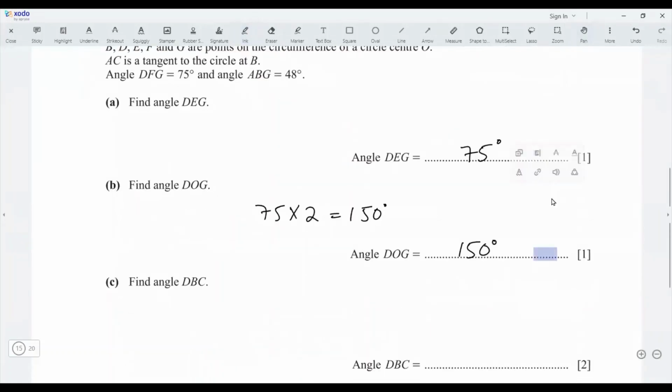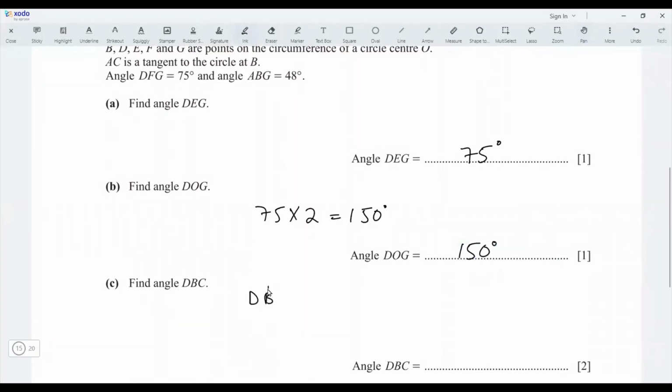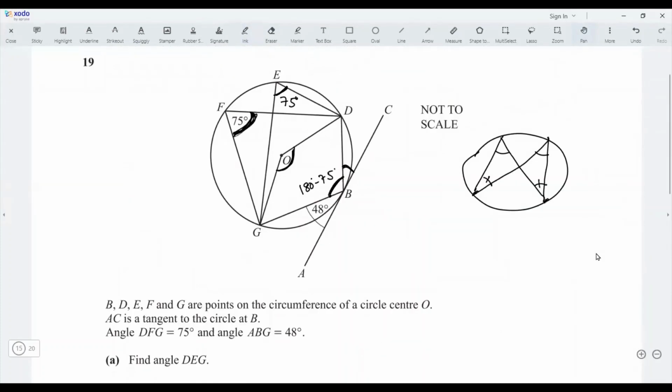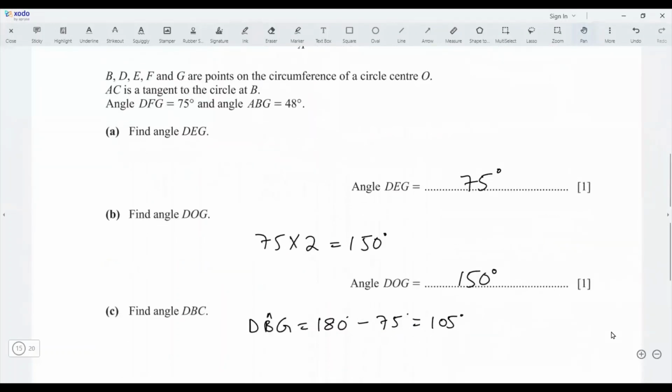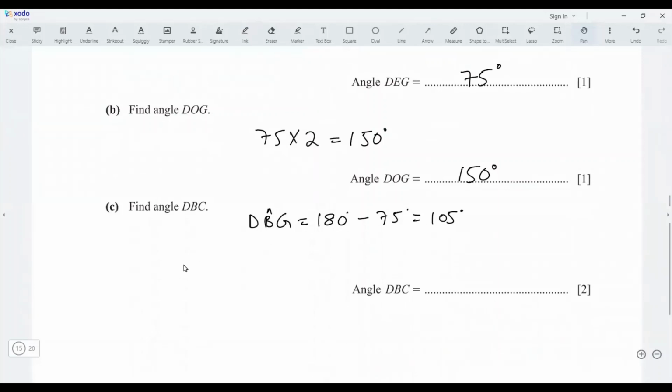So what's the answer of it? Angle DBG must be equal to 180 minus 75, and it is equal to 105 degrees. So look at the diagram. We know these two angles, and this is a straight line CBA. When two angles are known, we have to find angle DBC, the third angle. The sum of all three angles must be equal to 180 degrees.